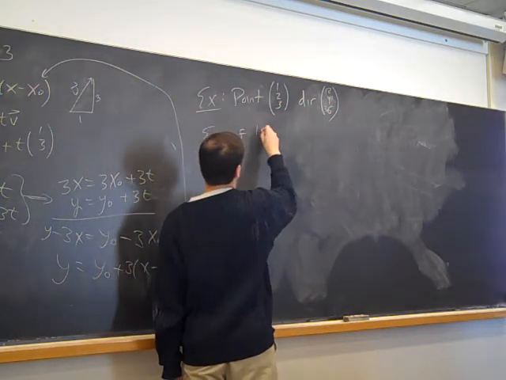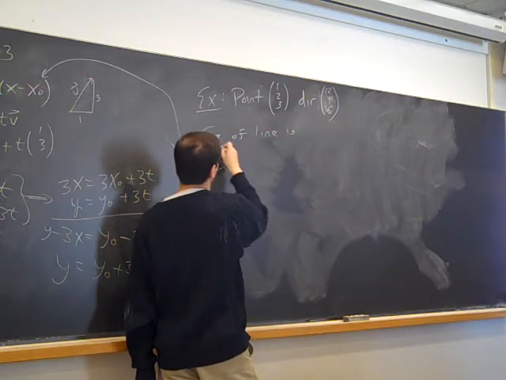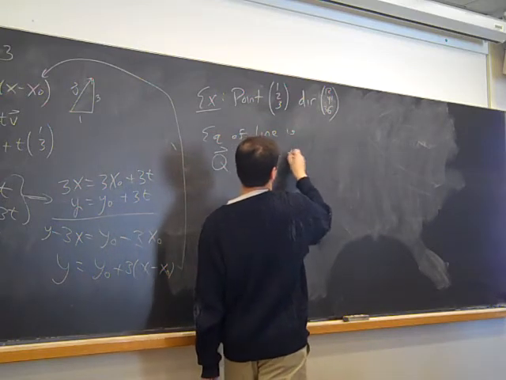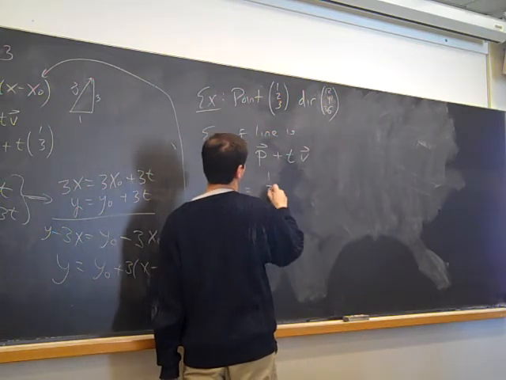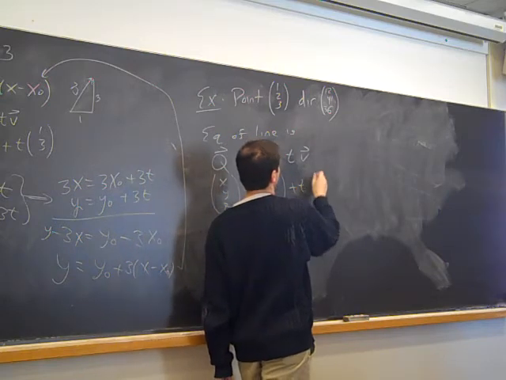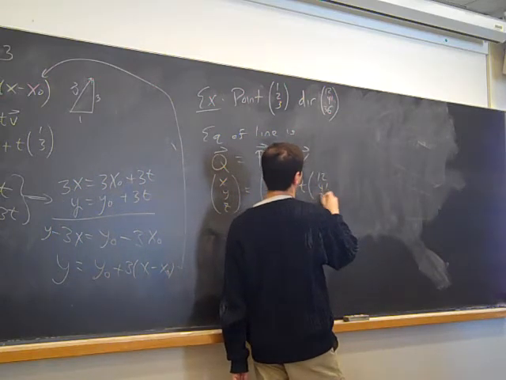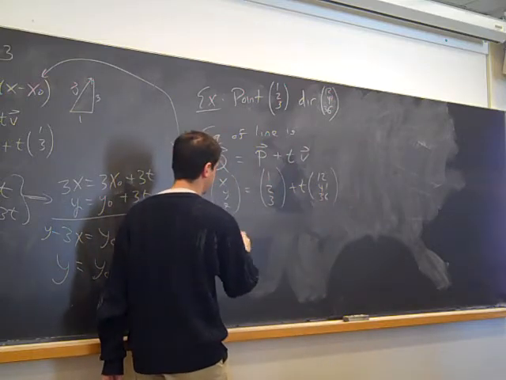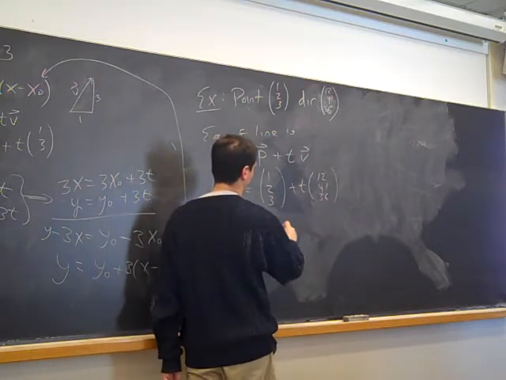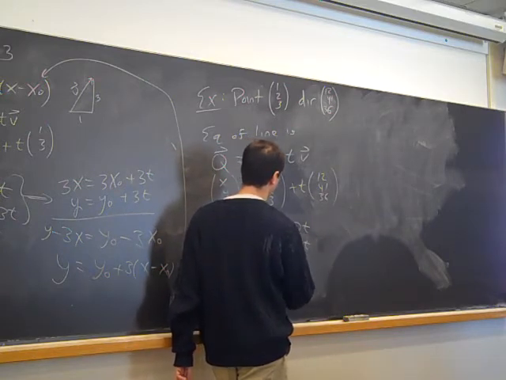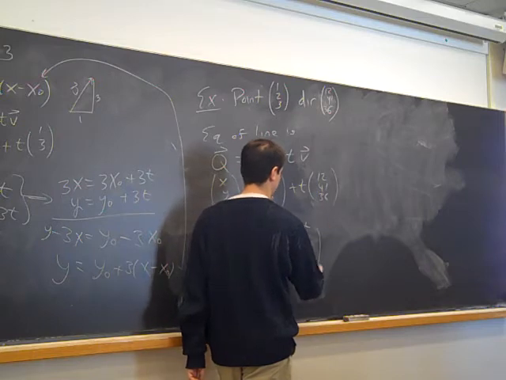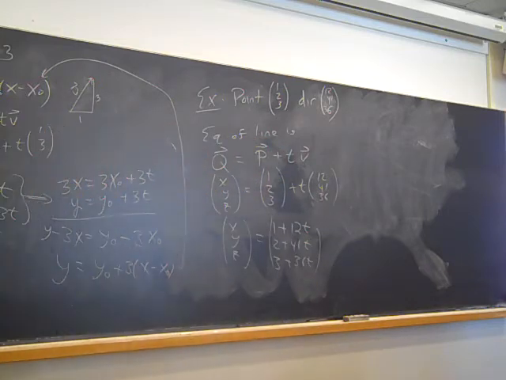The equation of the line is Q is equal to P plus T times V. Or X, Y, Z is 1, 2, 3 plus T times 12, 41, 36. Or if you want, X, Y, Z is 1 plus 12T, 2 plus 41T, 3 plus 36T. Alright, so that would be how we would find the equation of a line given a point and a direction.